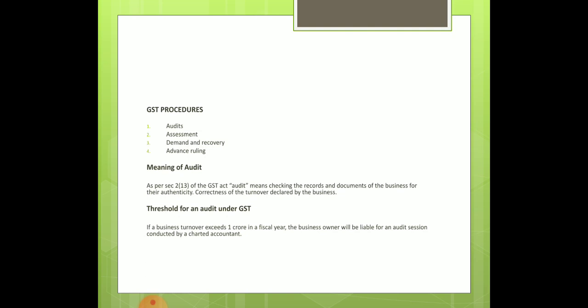And what is the threshold of an audit under the GST? If a business turnover exceeds 1 crore in a fiscal year, the business owner will be liable for an audit conducted by a chartered accountant. Yes, we all know that the audit will be conducted by a particular chartered accountant, or the company's chartered accountant.